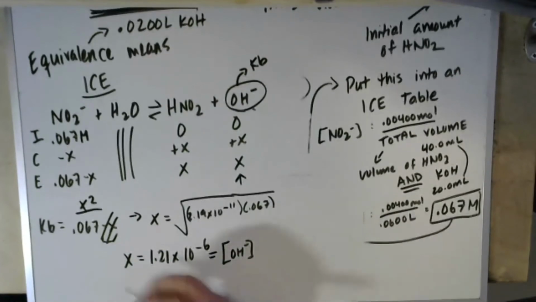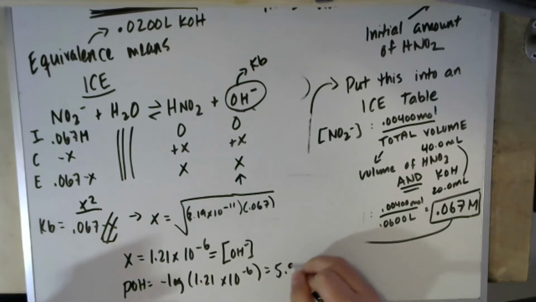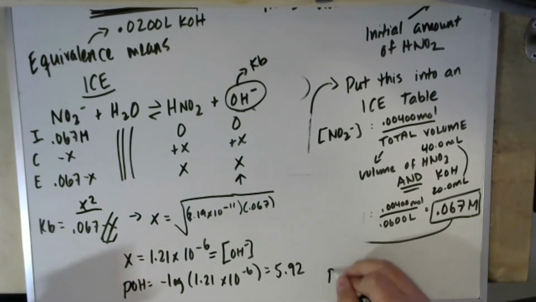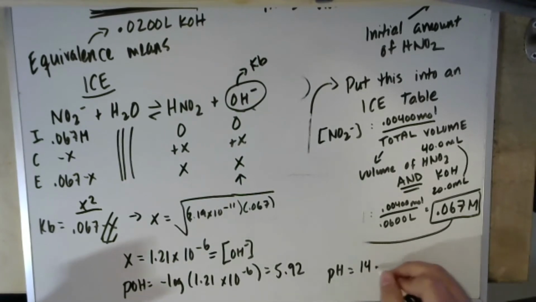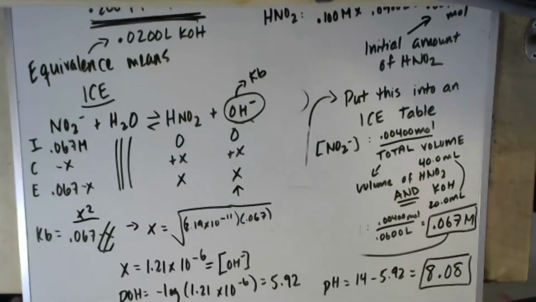So I'm going to do the negative log of my OH minus. And I'm going to get 5.92. And then for my pH, it's going to be 14 minus that. And it's going to be 8.08. So that's going to be the pH of this titration at its equivalence point.